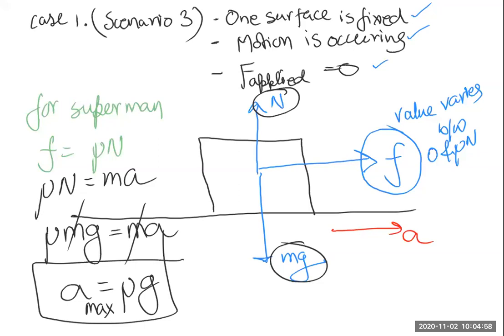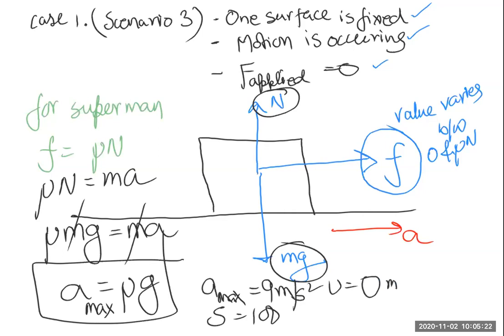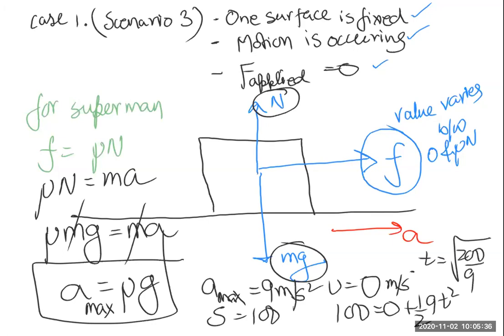So if Superman moves with this maximum acceleration, a max will be equal to 9 meter per second square, because mu ka value 0.9. S is equal to 100. We are assuming that since Superman is Superman, he will not cheat. So u is equal to 0 meters per second, and therefore we just apply S is equal to ut plus half at square, and we get t is equal to under root of 200 by 9, which comes out to be around something like 3 seconds, 3 point something.